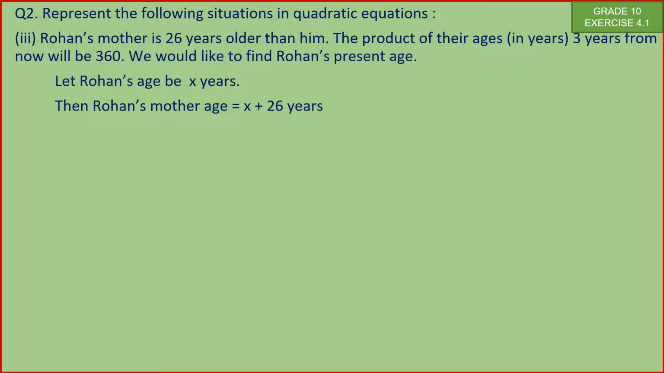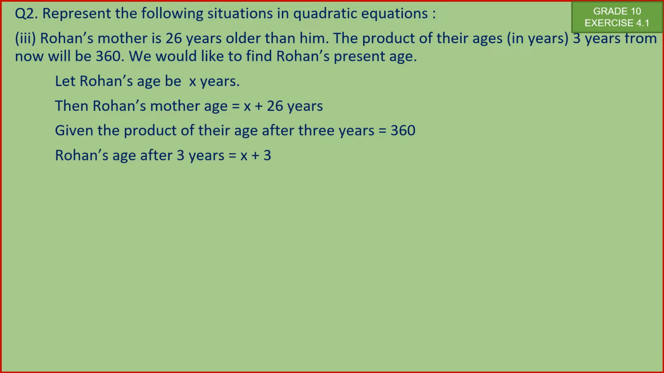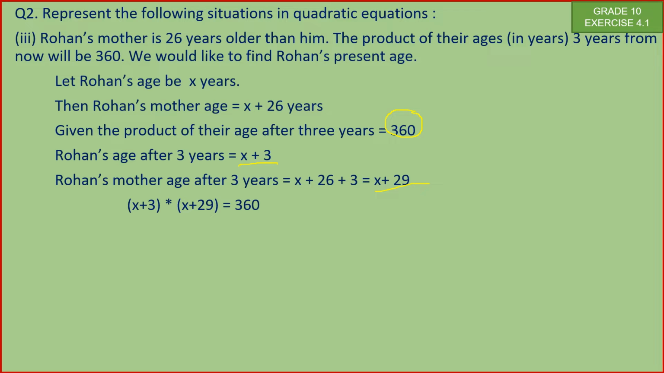And next, it is given that the product of their ages 3 years from now will be 360. So Rohan's age after 3 years will be X plus 3, and Rohan's mother's age after 3 years will be X plus 26 plus 3. And the product of X plus 3 and X plus 29, the product of these two ages, will be equal to 360. This is what is given in the question. So we will equate it like this: X plus 3 multiplied by X plus 29 equals 360.